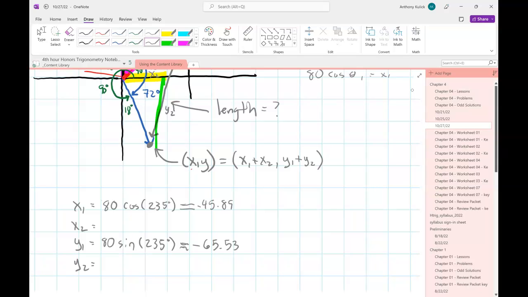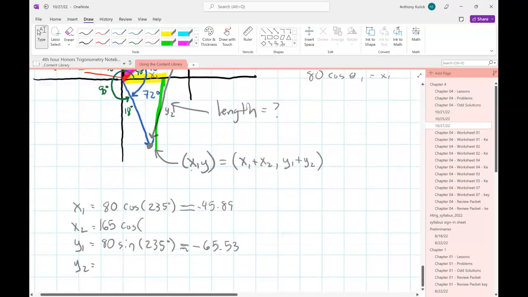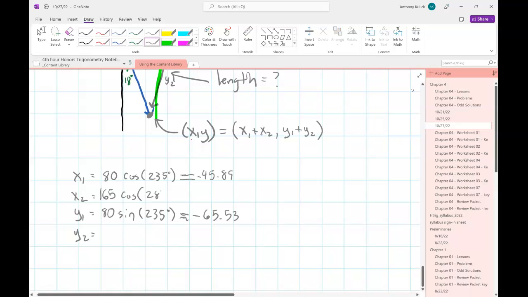Do I really need to work to write out how I'm doing x2? Isn't it going to be exactly the same thing? You got it. Was that 165 cosine of 288? And 165 sine 288.